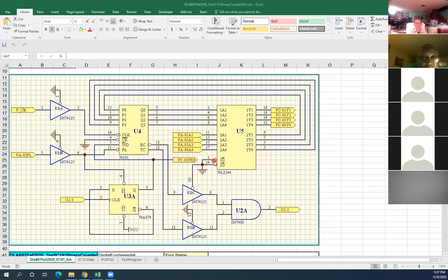Question, Mr. Pham. What is the purpose of the buffers on the circuit? I'll give you an example. If pin 2 is logic 1, you can get 2.5 volts. That's logic 1.